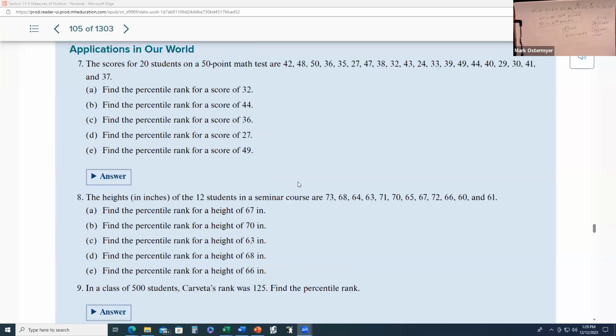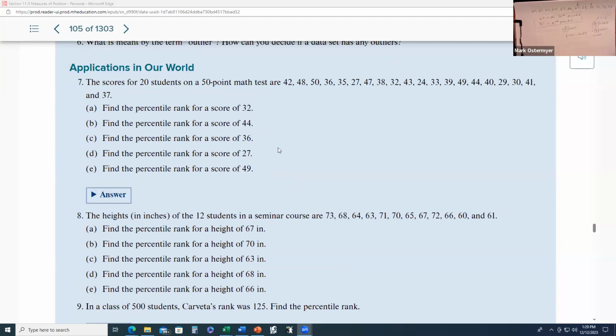All right, let's see if you can do problem number 7. Call this classwork number 1. I want you to take these math test scores and put them in order, first of all. And then I would like you to determine, to the best of your ability, the percentile ranks of these various scores. Let's go ahead and see if we can do that problem. We'll call that classwork number 1.